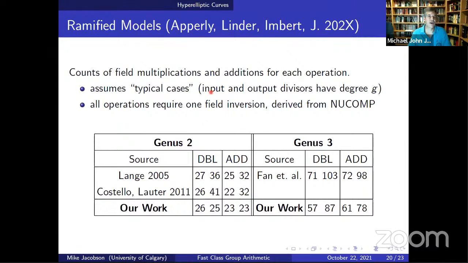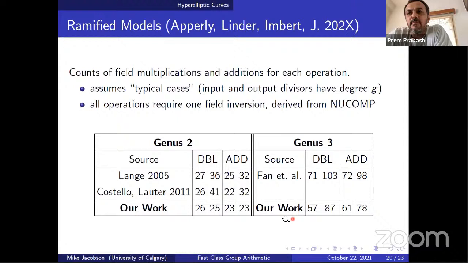Sebastian and I, and another undergrad, Randall Apperly, have been doing work on this. So we use our formulation of NUCOMP and just expand all that in order to come up with these explicit formulas. These tables list the number of field operations, multiplications, and additions. You see, in genus 2, we get slightly better in most cases. Genus 3, quite a bit.